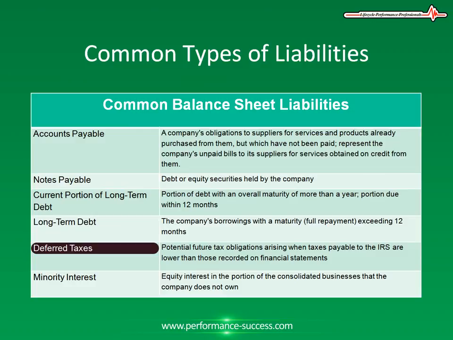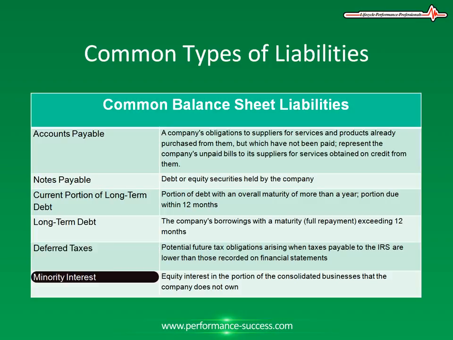Next, you have deferred taxes. And remember, we discussed this is the potential future tax obligations arising when taxes payable to the IRS are lower than those recorded on financial statements. And lastly, you have minority interest. This is the equity interest in the portion of the consolidated businesses that the company does not own.